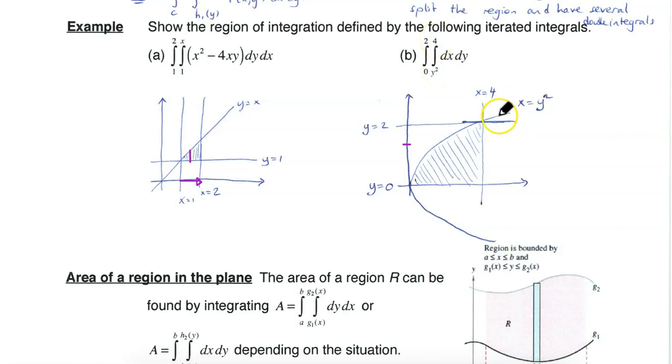So I need to sketch x equals y squared. I need to sketch x equals 4, and I start at x equals y squared, and I go until x equals 4. And if you do that for all of the values of y between 0 and 2, you can see the region that is described.